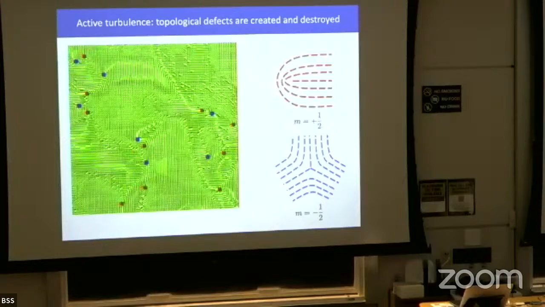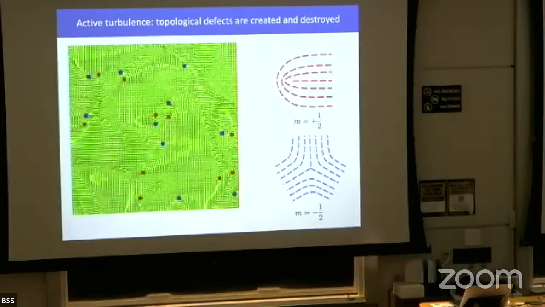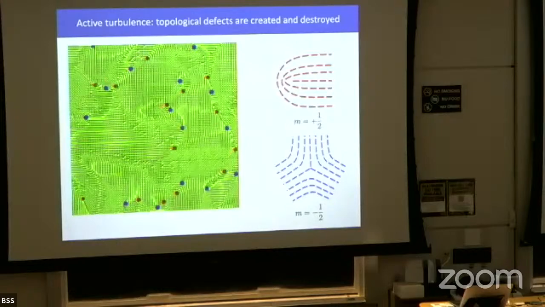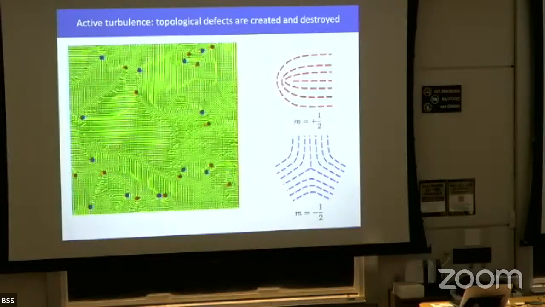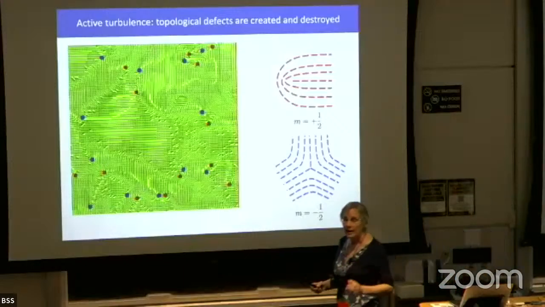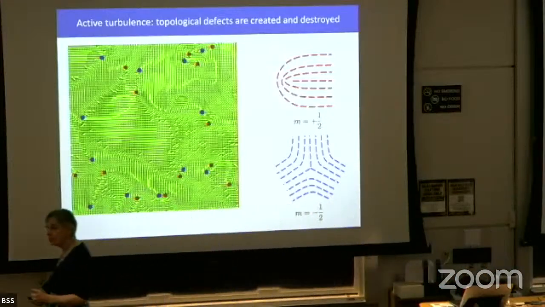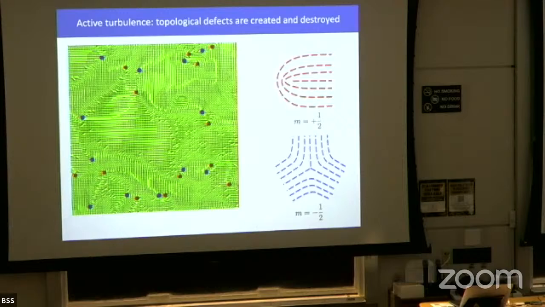But then if you look up here, you also get them appearing. So what makes this very different from a passive system is that topological defects not only annihilate in pairs, they also appear in pairs. And that's okay, because it's an active system. We're pumping energy into this system, and so the energy gives you enough to overcome the energy barrier you need to create a pair of defects.